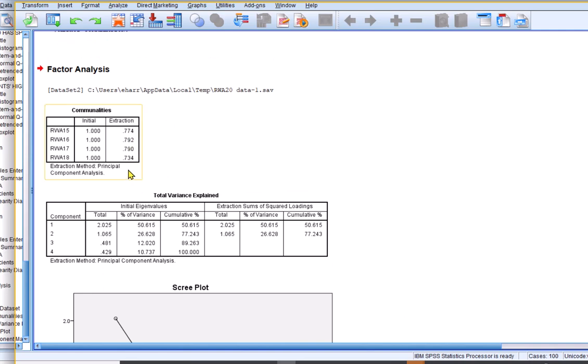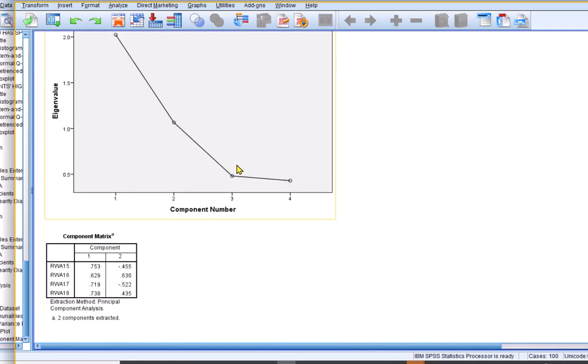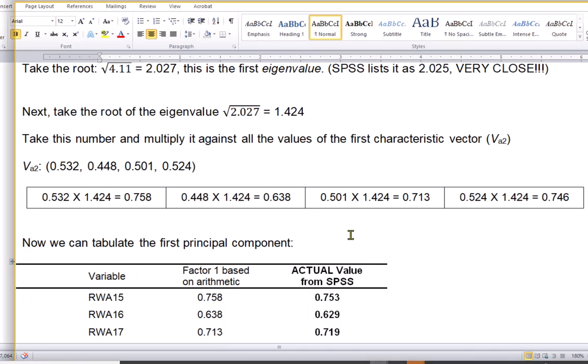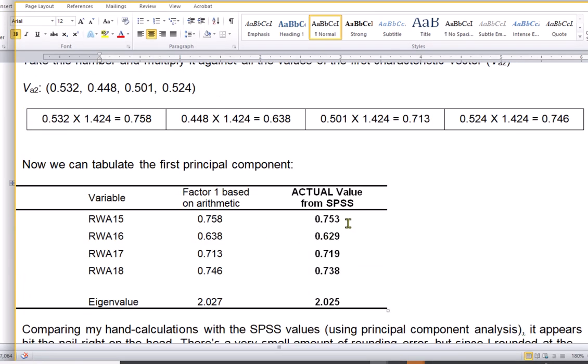But that's not the part that actually matches up to the calculations. If we scroll down, we see the component matrix. And so now we have the unrotated principal component analysis, and that is the part that I computed by hand. So we get the loading of RWA 15 onto factor 1 at 0.753, and if we go back to the document, that's where this number right here comes from. So that's the way that you do this in SPSS to find the same numbers that I did by hand.